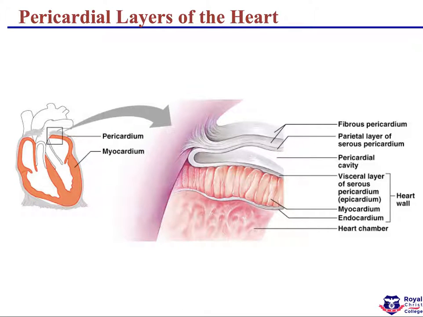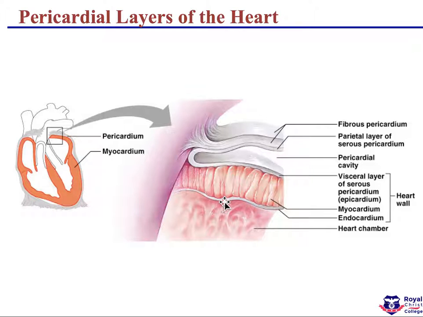Here on the screen you have a simple diagram. I'm not sure if you can see it very clearly, but where my mouse is pointing is the myocardium, the muscle of the heart. This is known as the heart wall, and over here are the different layers. You have the fibrous pericardium here, the parietal layer here, and then the visceral layer. The visceral layer surrounds the outside of the myocardium, and then you have an internal layer known as the endocardium.